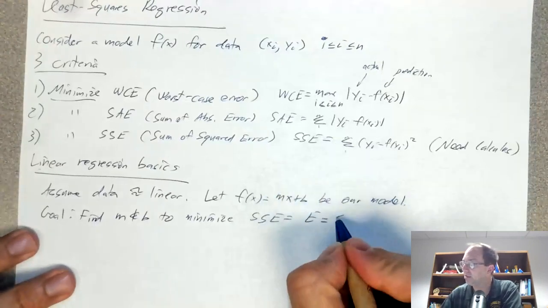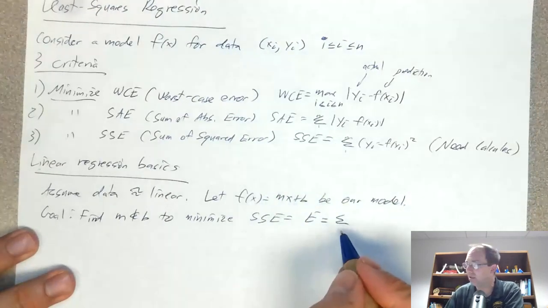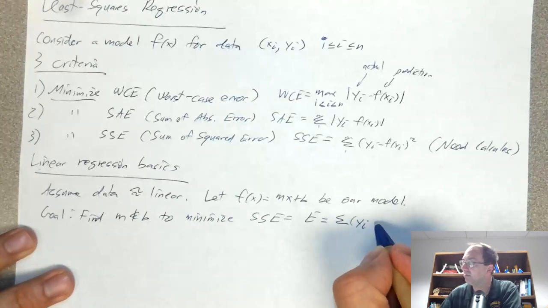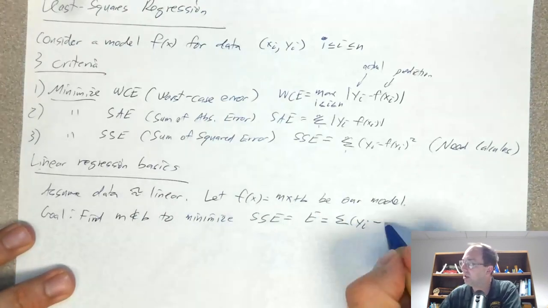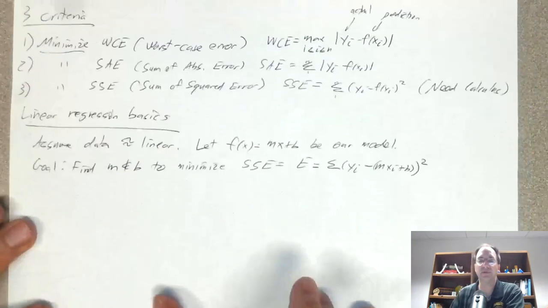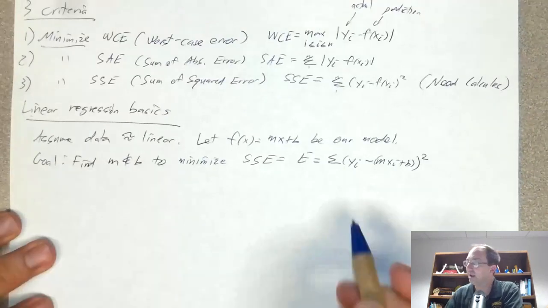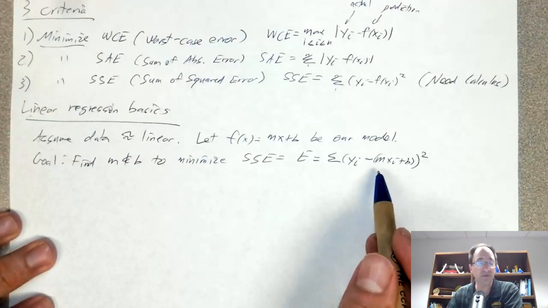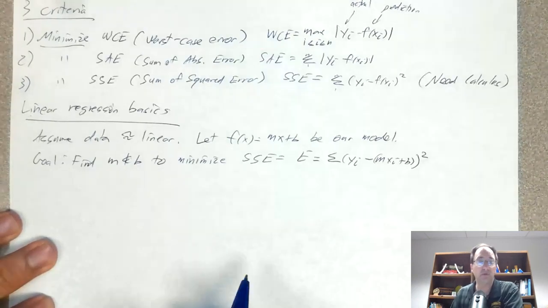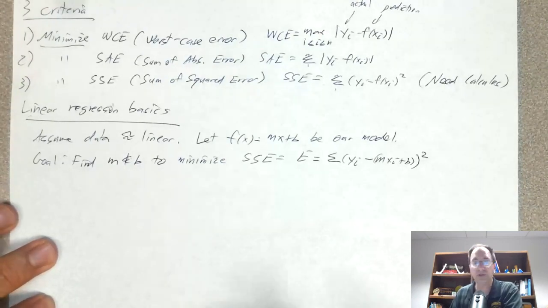And E is just the sum. I'm not going to keep writing the ones and the n's. So E is just yi minus, and now that we know the function, mxi plus b. And we're squaring that entire difference. So we have a function. Notice it's a multivariable function, so this is going to require calculus of the multivariable variety. But it's okay because we can do that. It still involves derivatives.